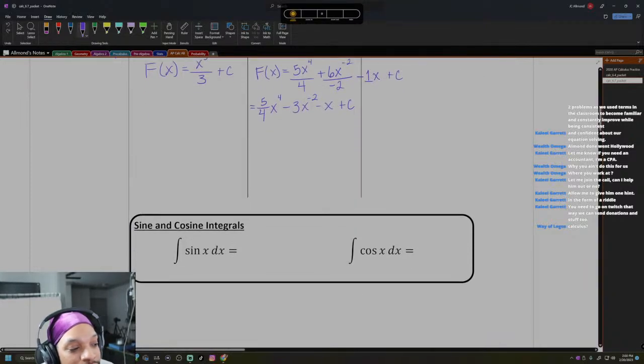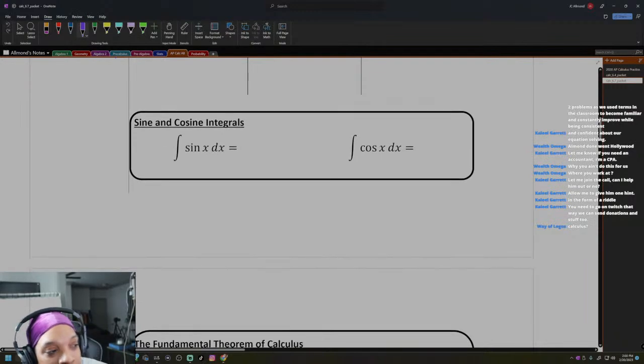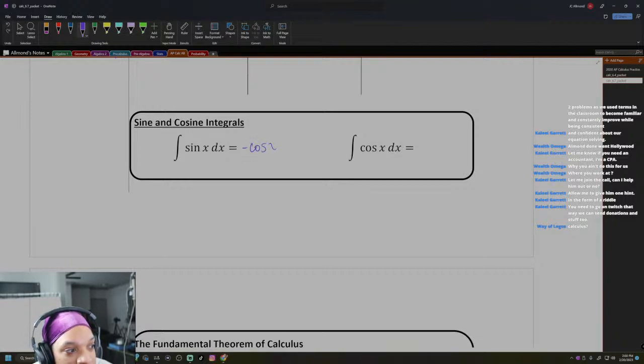And then sine and cosine integrals, that's just a matter of thinking backwards. The derivative of what would give me negative sine? Cosine x, plus c. Don't forget it. And sine x plus c.